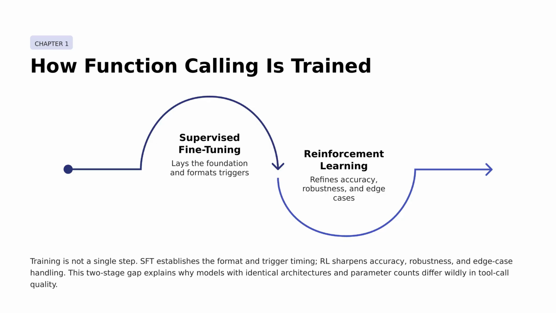Welcome to Chapter 1, How Function Calling is Trained. First, we have supervised fine-tuning, which sets the groundwork and formats the triggers. Then, reinforcement learning comes into play, enhancing accuracy, robustness, and handling edge cases. Training is a two-step process. SFT establishes the format and timing, while RL fine-tunes performance. This dual approach explains why models with the same architecture can vary greatly in their ability to call functions effectively.